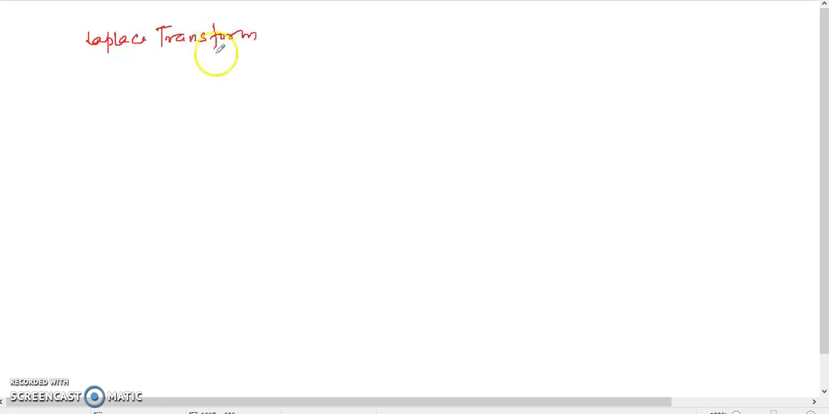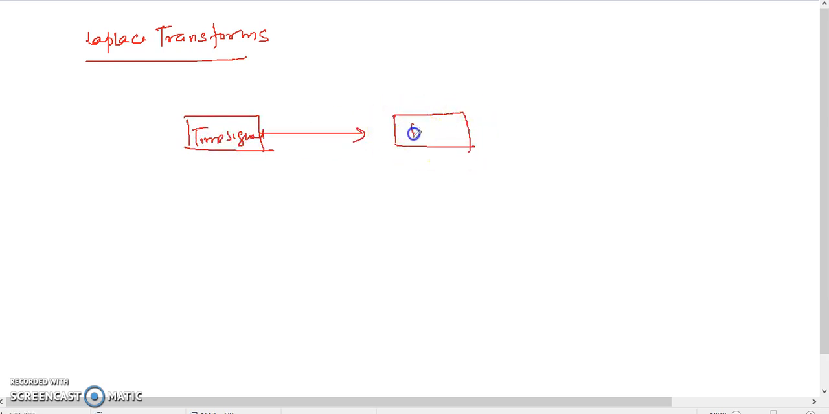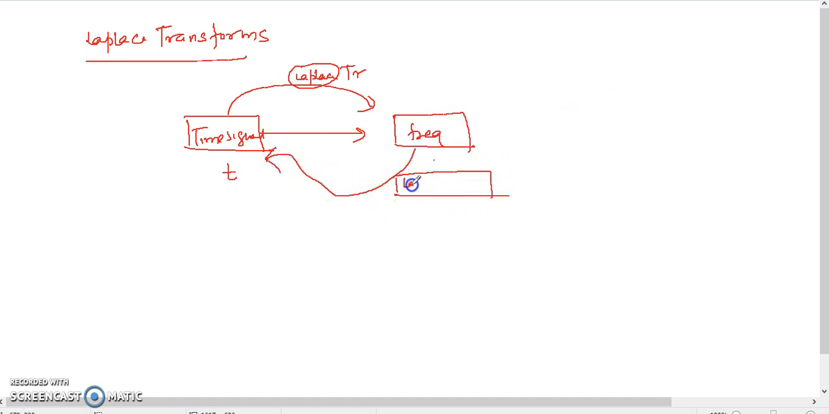Laplace transformation is used to convert a time signal to a frequency signal. If time is given as t, we'll convert it into the frequency signal by using the operator called Laplace transform. If you want to go from frequency signal to time signal, then you have to do the Laplace inverse transform. So how will you do that?